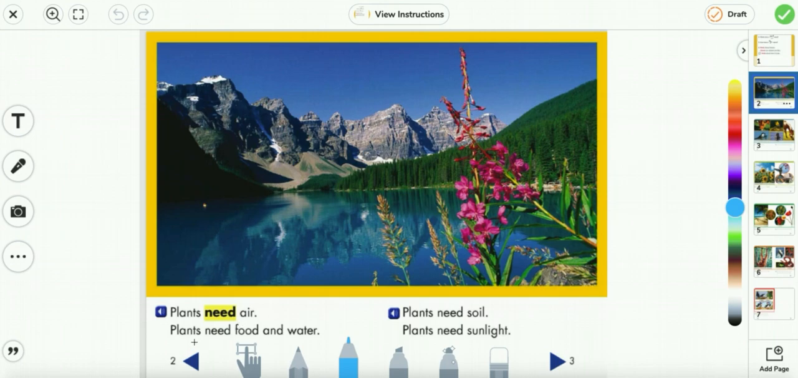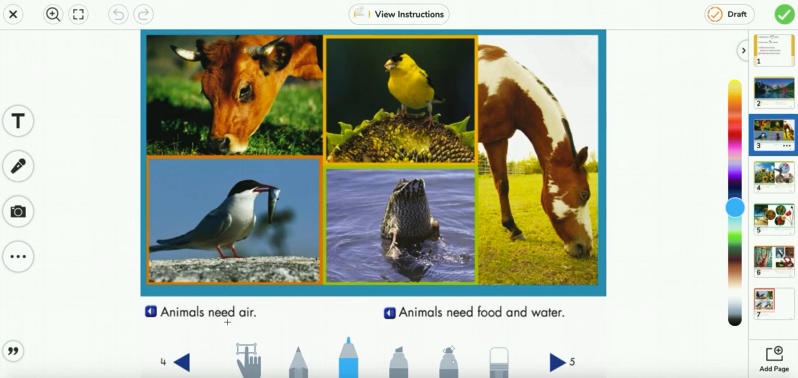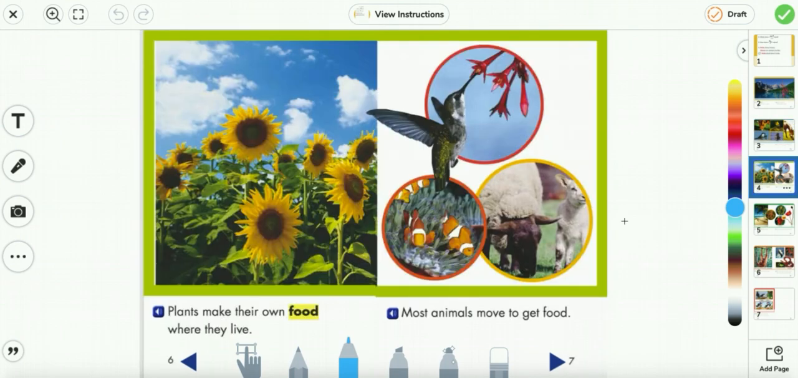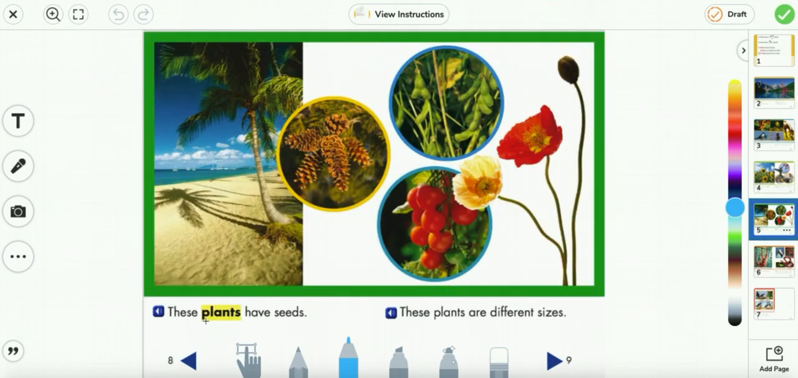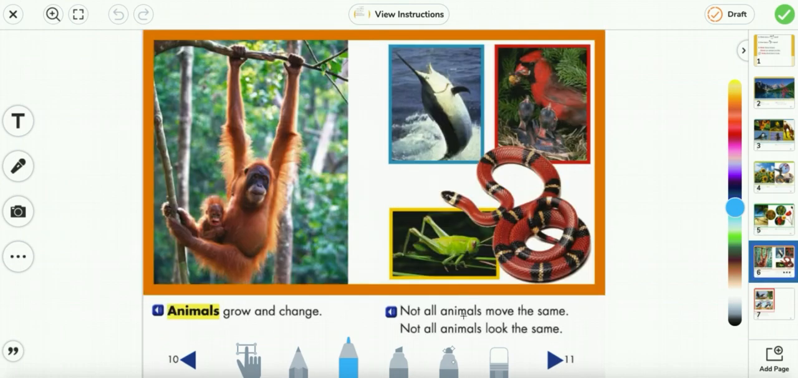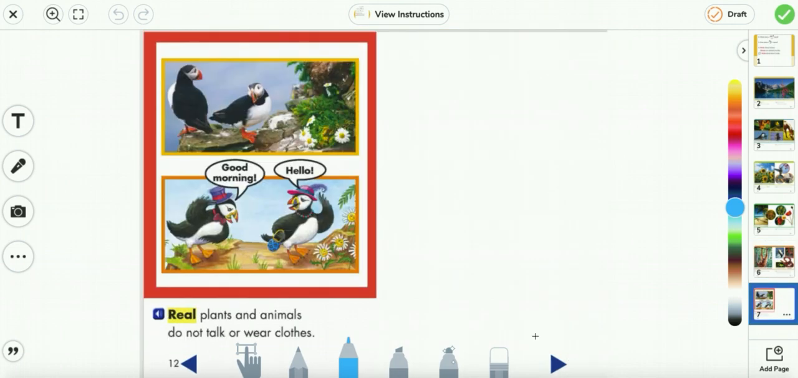Plants need air. Plants need food and water. Plants need soil. Plants need sunlight. Animals need air. Animals need food and water. Plants make their own food where they live. Most animals move to get food. These plants have seeds. These plants are different sizes. Animals grow and change. Not all animals move the same. Not all animals look the same. Real plants and animals do not talk or wear clothes.